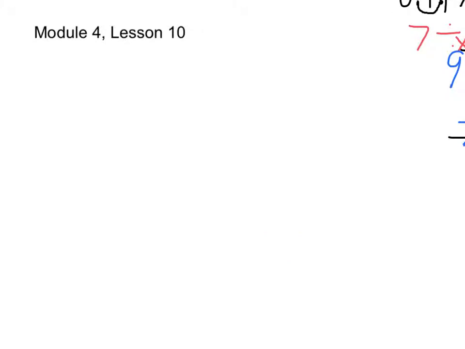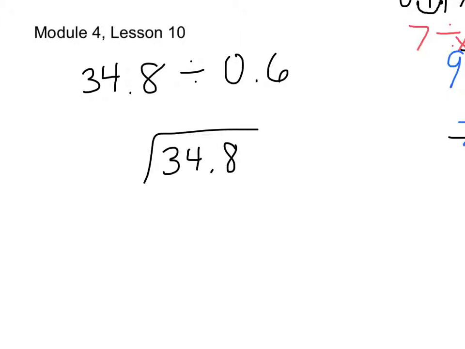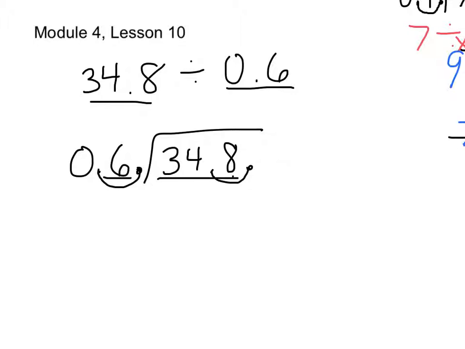What's cool is this works when I have a decimal in both parts of my division sentence, in my divisor and my dividend. So here I've got 34.8 divided by 0.6. I want to get rid of my decimal here in my divisor. So I'm going to move it over 1 spot, which is really multiplying it by 10. I have to do the same thing over here, multiplying it times 10. So now I've gone from 34.8 divided by 0.6 to 348 divided by 6. And I can just do regular long division from here.